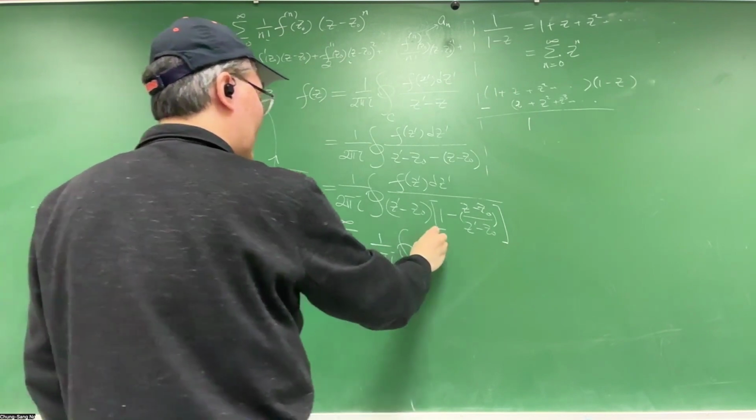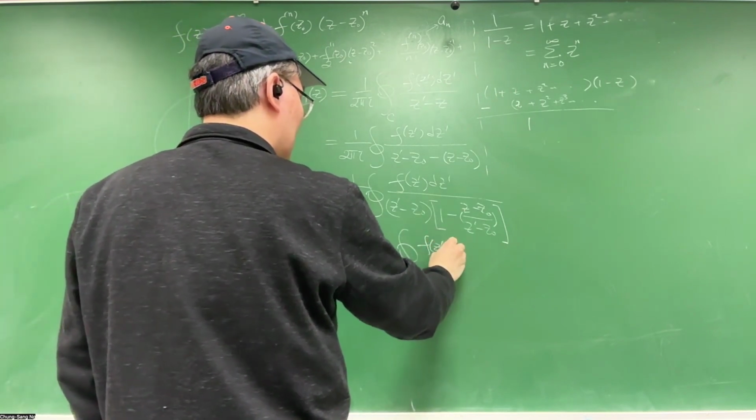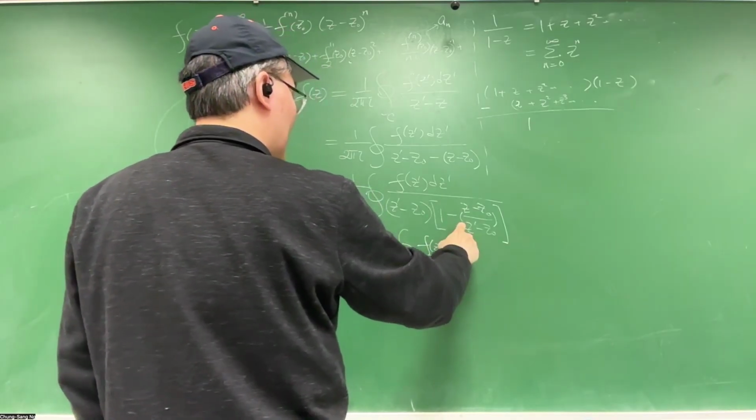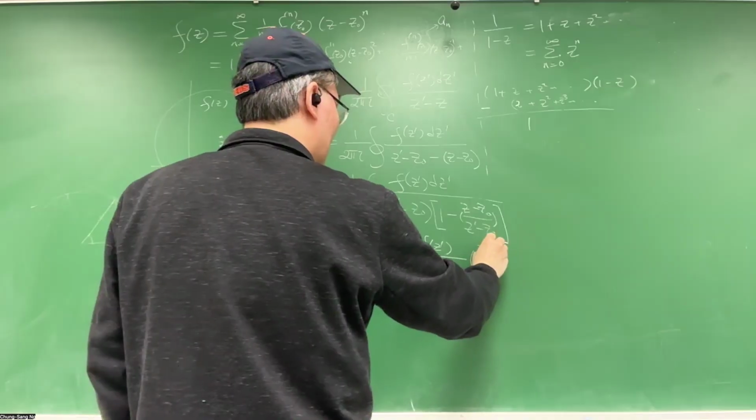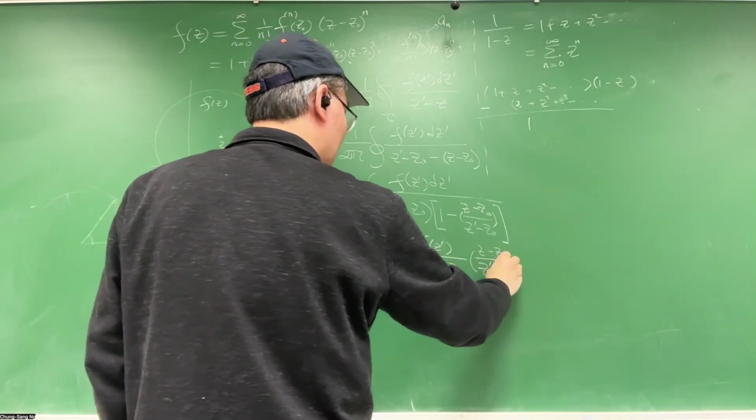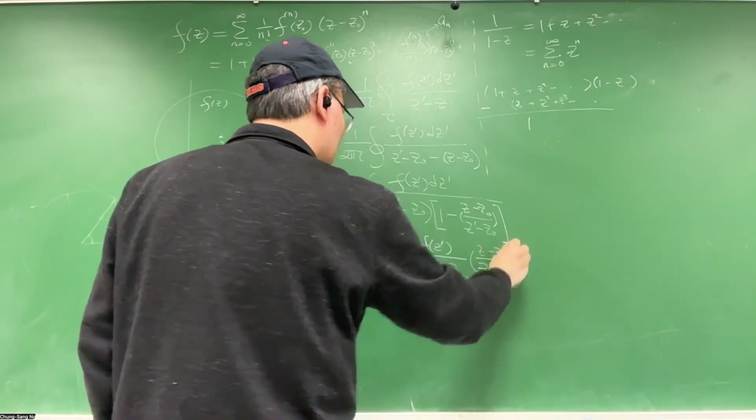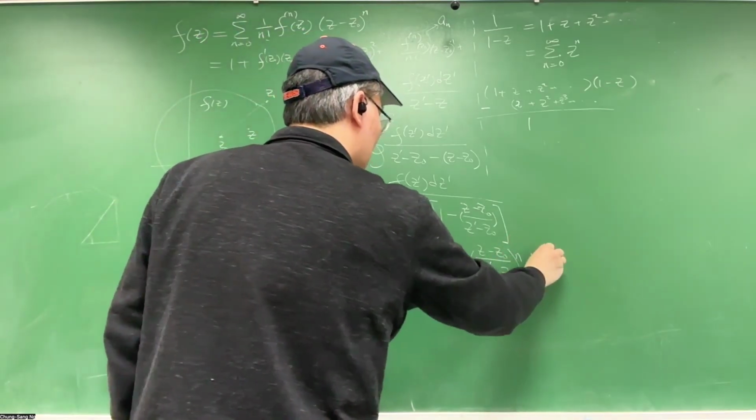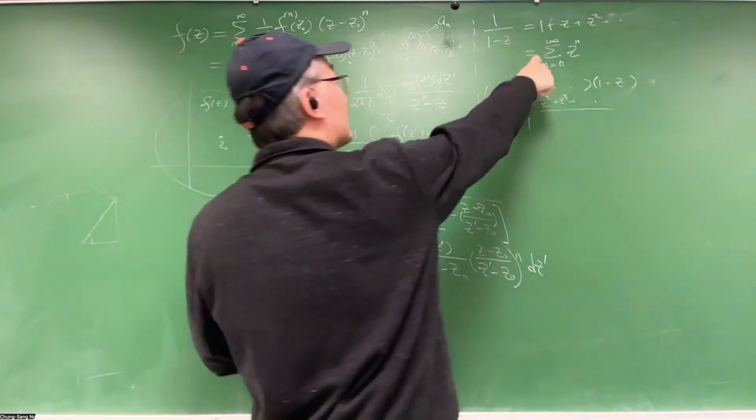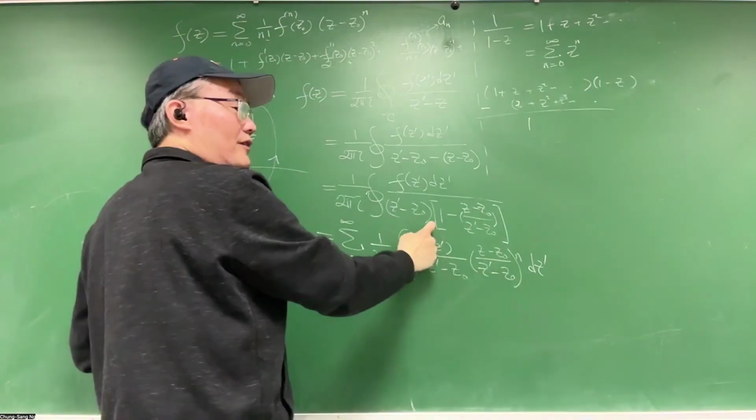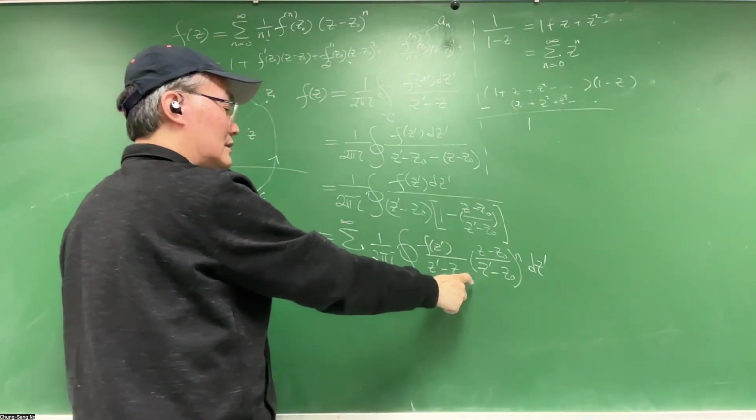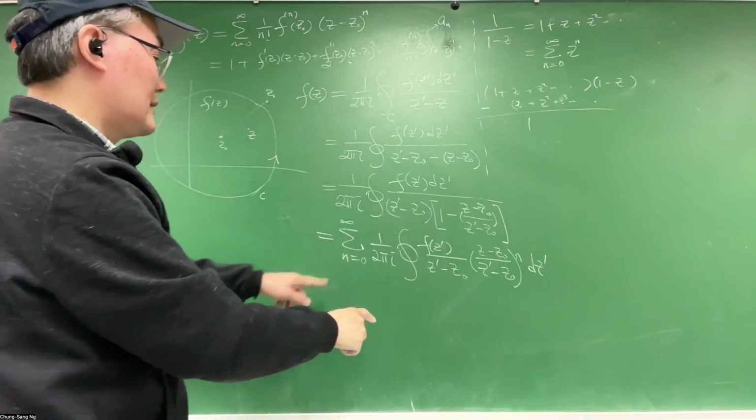And now f(z') divided by z' minus z₀, and now this is (z minus z₀) divided by (z' minus z₀) to the n, dz'. Right, I'm just applying this summation for this factor. This is 1 over this one. Okay, and sum over n.